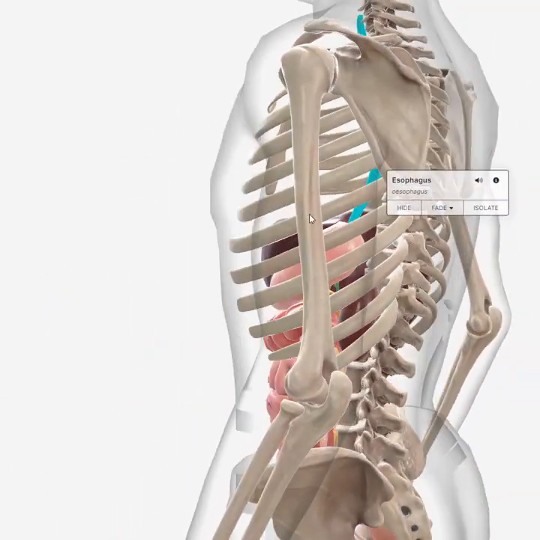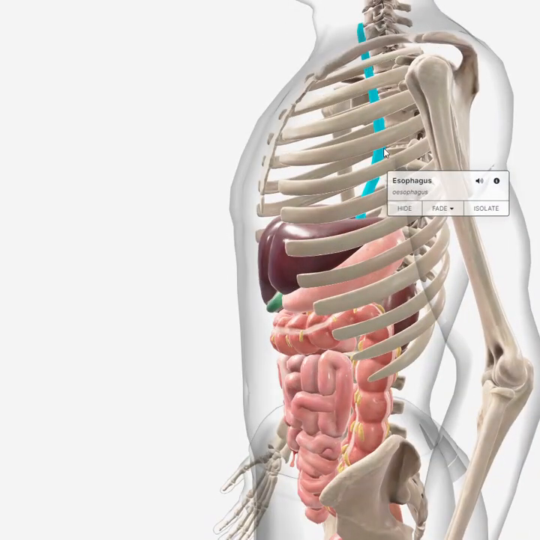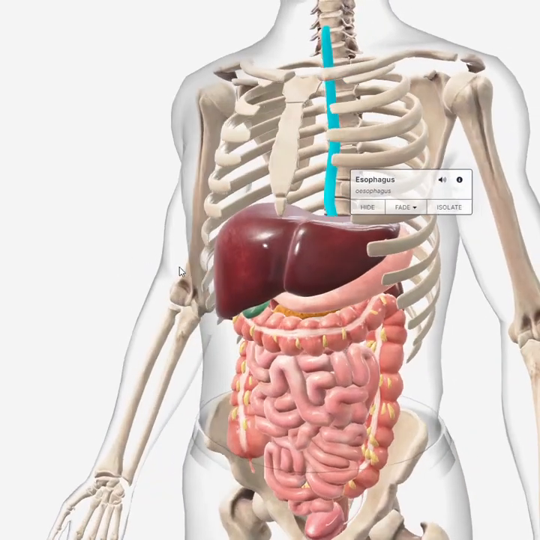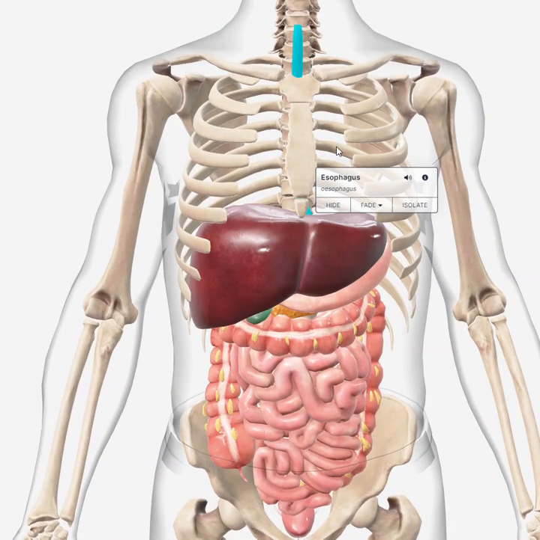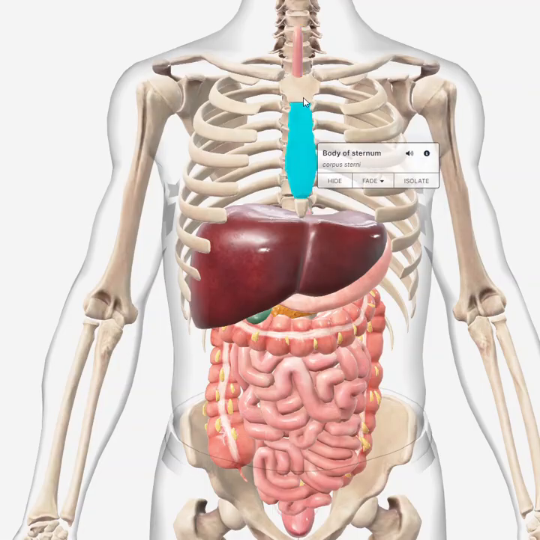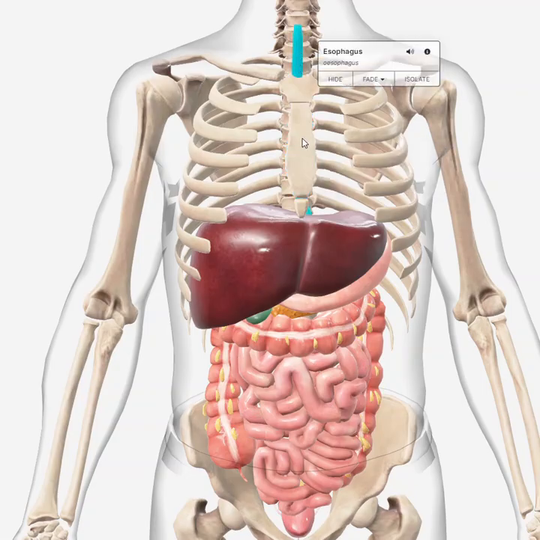Just kind of turn them around so you can get an idea of where the esophagus sits. So we have to keep in mind, we can't take our patient's lungs and heart out just so we can get a nice good picture of the esophagus. We also have the sternum sitting in the way, right in line with the esophagus. So what does that tell us?